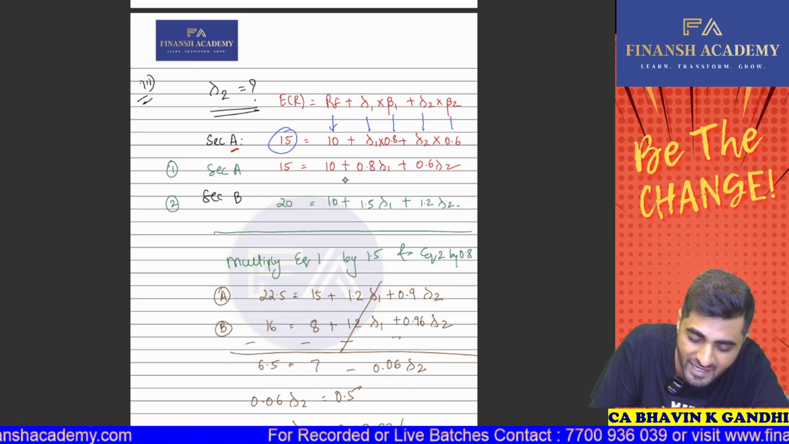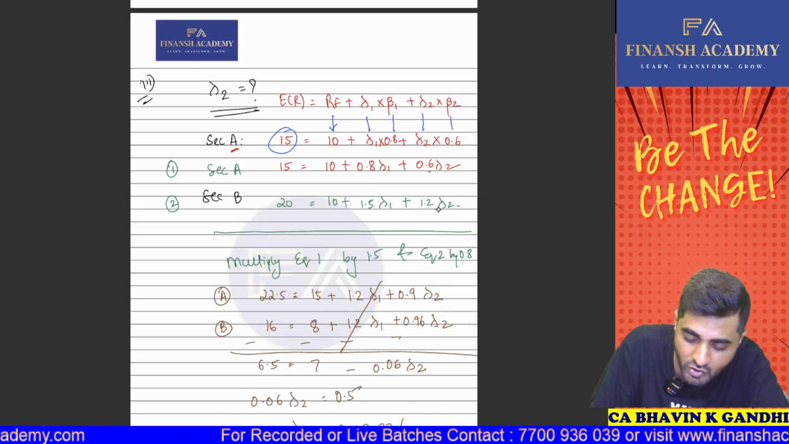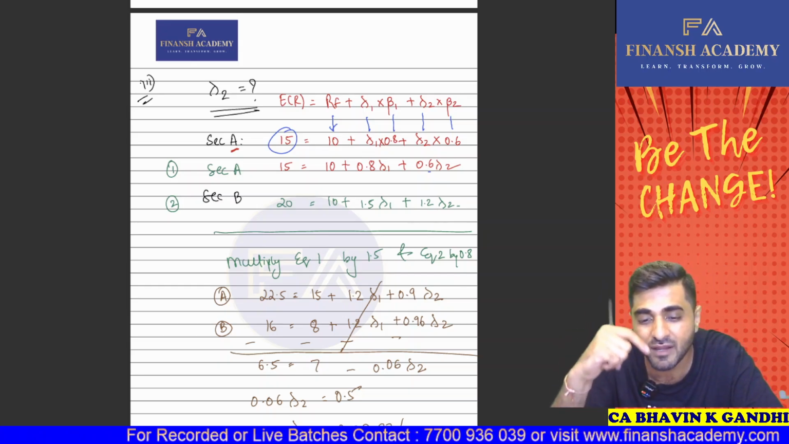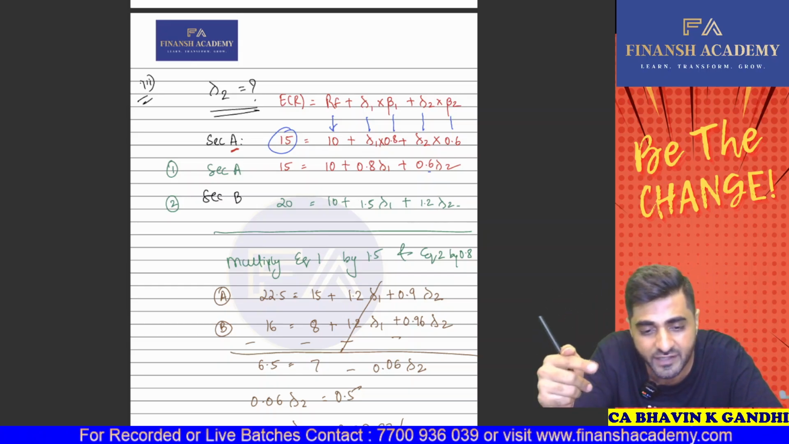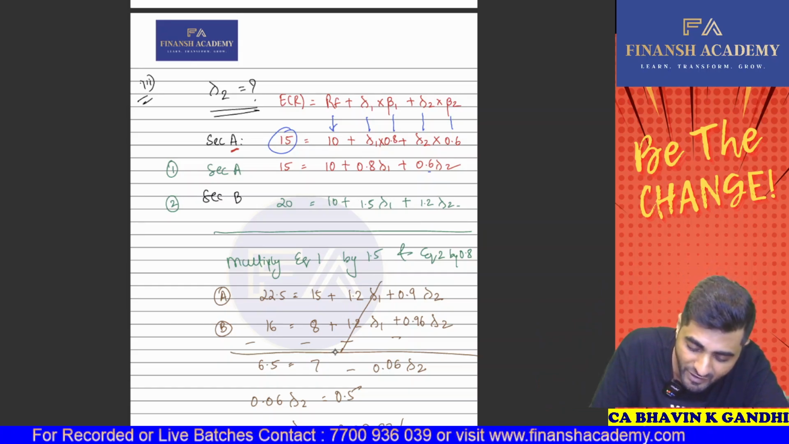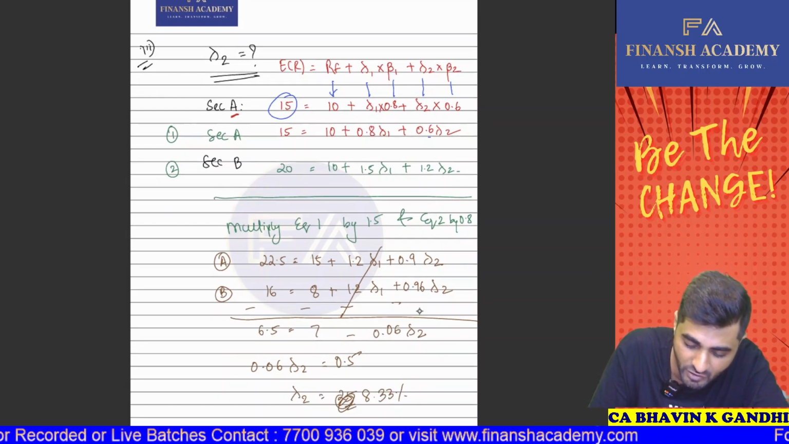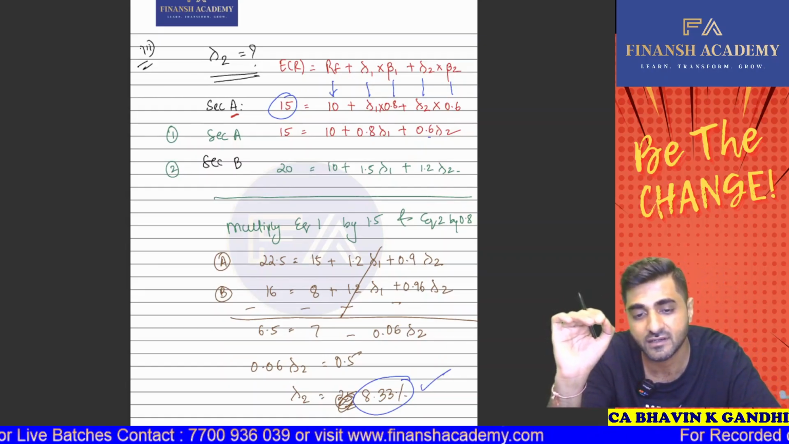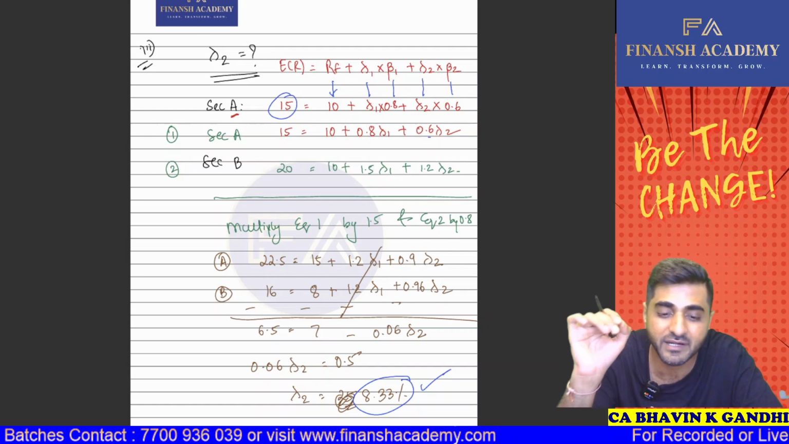So we have got this as your equation 1. This is your equation 2. We have to solve this simultaneously. So you'll multiply equation 1 by 1.5 and equation 2 by 0.8. Then your lambda 1 will be cancelled and you'll be left with your lambda 2. Based on that, this will be nothing but 8.33%. So this is how the calculation will be done.